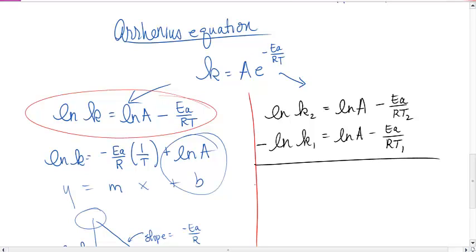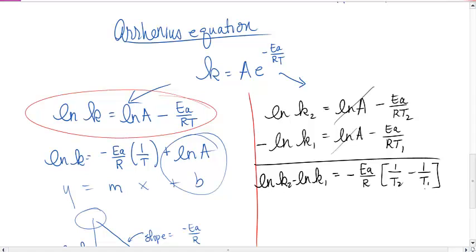Natural log of A minus E sub A over R, and we're going to call this temperature 2 because I called that rate law constant 2. We're then going to subtract from it the same thing, but we'll call it rate law constant 1, and we'll use temperature 1. If you subtract those from each other, you end up with natural log K2 minus natural log K1 is equal to, the natural log A's disappear because I subtracted one from the other, and then a little rearranging on my part, negative E sub A over R, 1 over T2 minus 1 over T1. Yes, I subtracted and then rearranged.